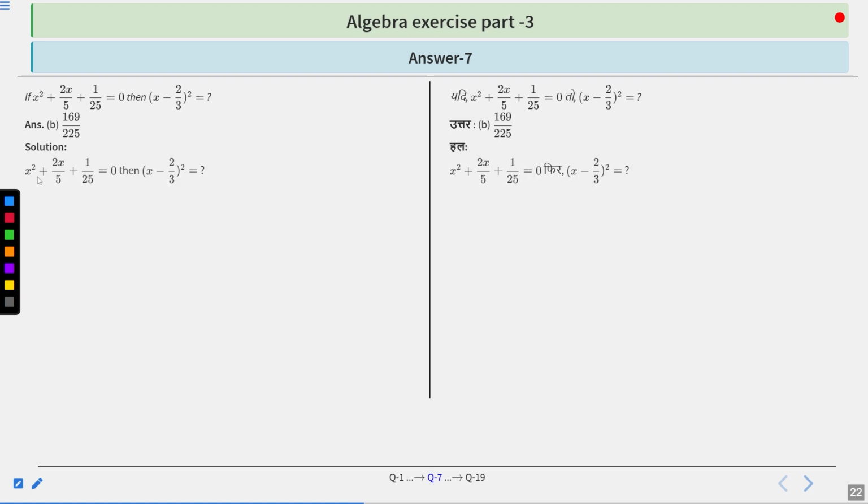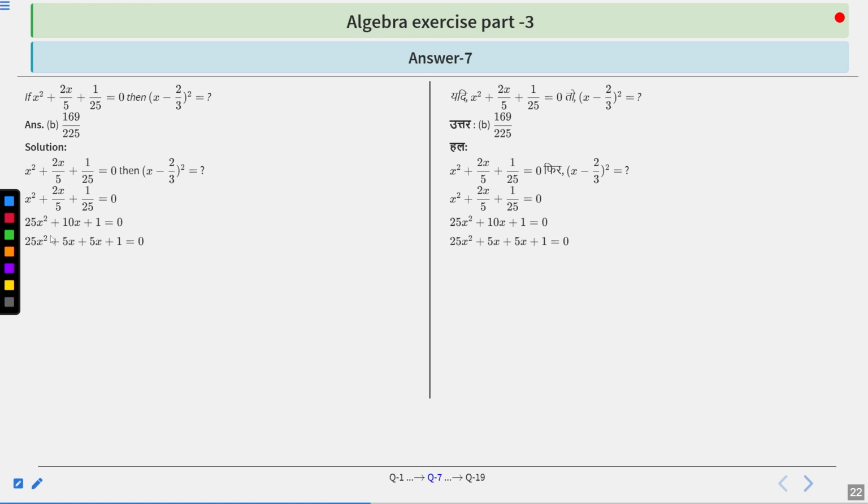So we were given that x square plus 2x upon 5 plus 1 upon 25 equal to 0. Then we have to find x minus 2 upon 3's whole square. So if x square plus 2x upon 5 plus 1 upon 25 equal to 0, that means taking 25 common, we get 25x square plus 10x plus 1 equal to 0. This is a quadratic equation. So to solve this quadratic equation, we are going to use the factorization method.